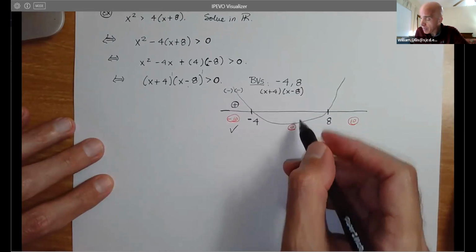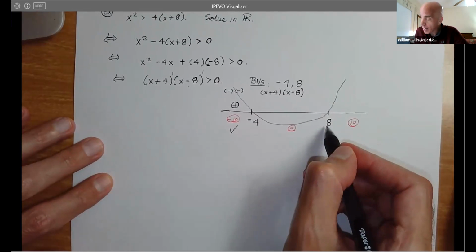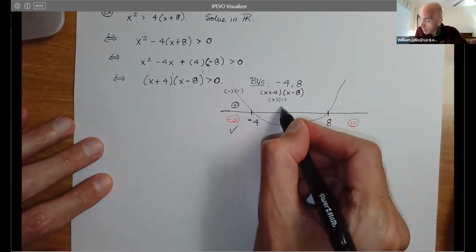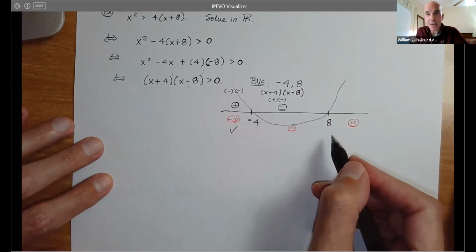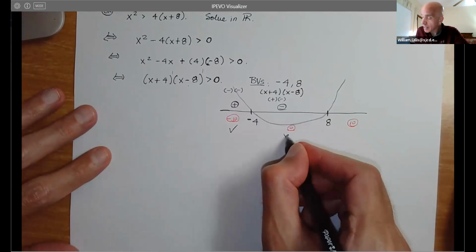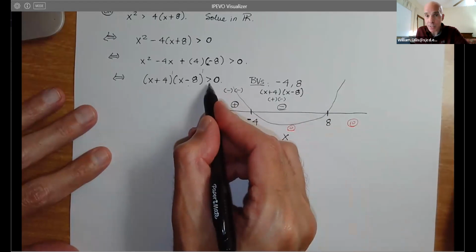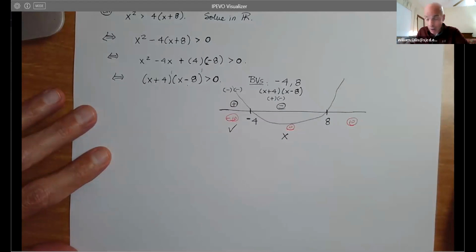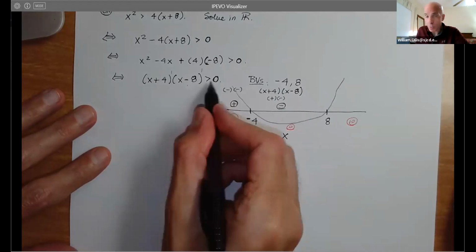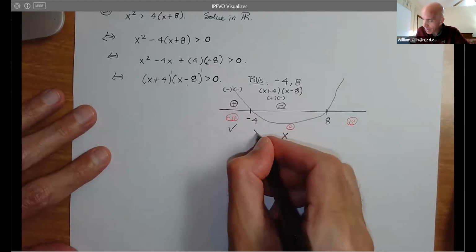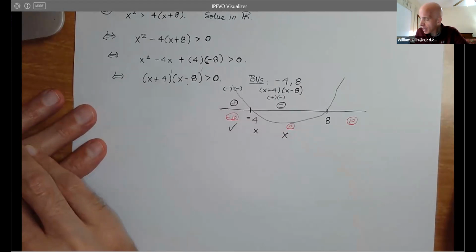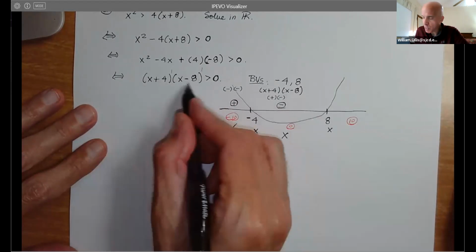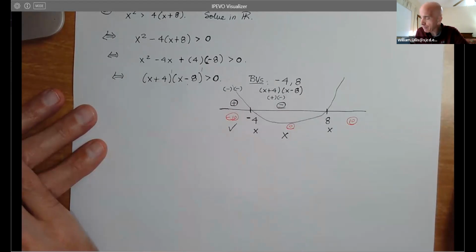Now for 0, which is a number between -4 and 8, 0 here positive, 0 here negative, negative times the positive, overall negative, properties of real numbers, no good. Negative is less than 0. You want greater than 0. And while we're looking at it, if you note here, -4 makes this 0. So 0 is not bigger than 0, so that won't work either. And again, of course, 8 won't work, will it? Because that makes that term 0. So 0, again, is not greater than 0.